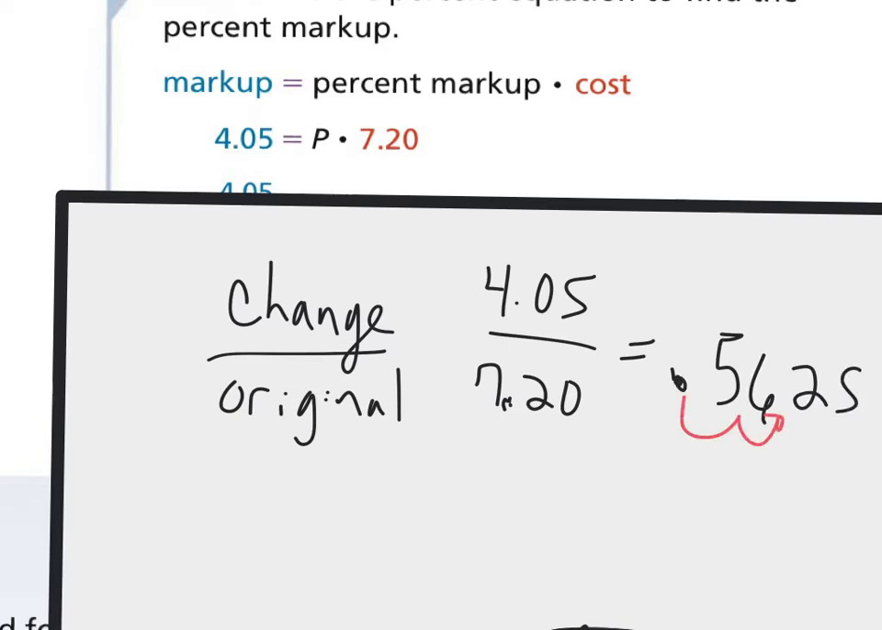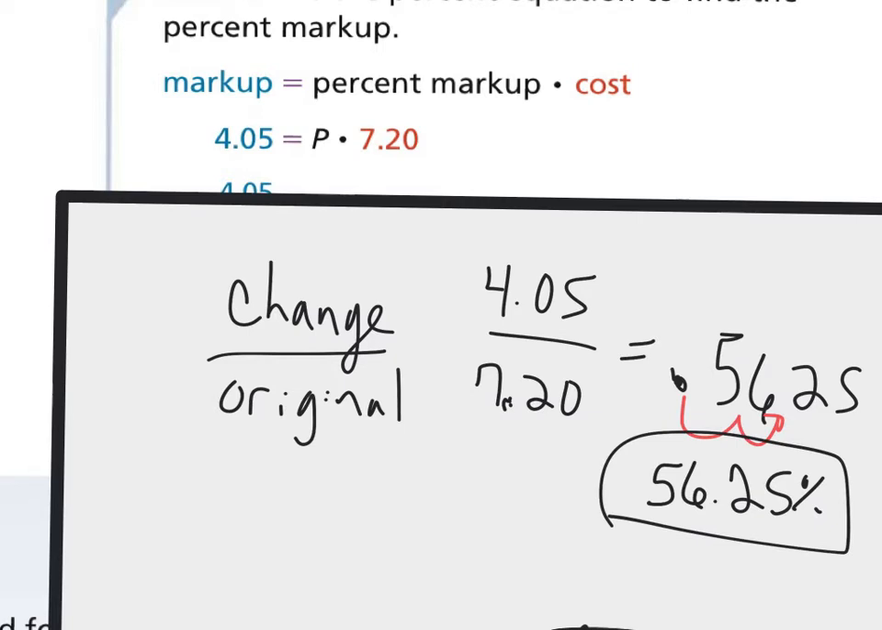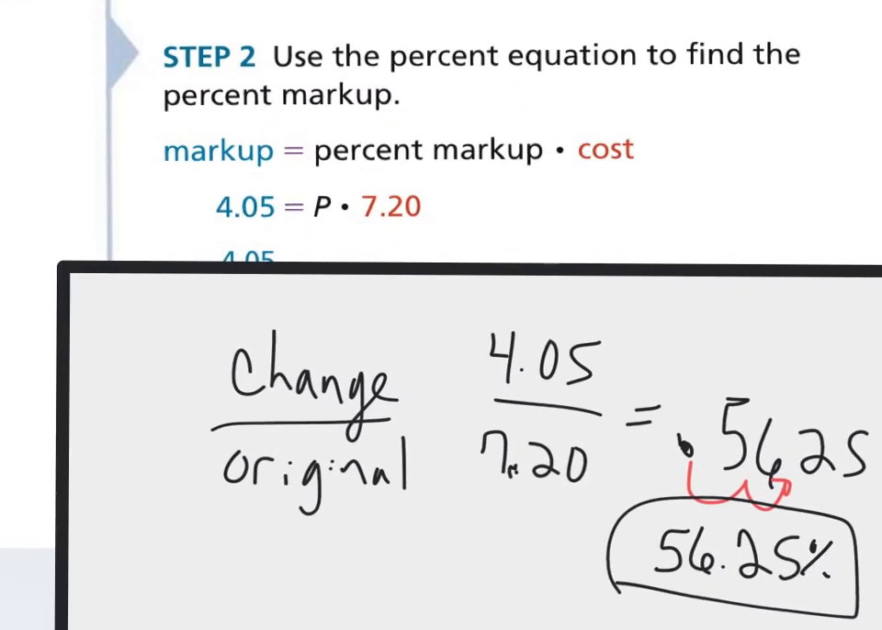That's a decimal, so if you move your decimal over 2 spots, that would be 56.25% markup, or percent increase in the price. Again, the way the book did it is fine also. They just did an equation.